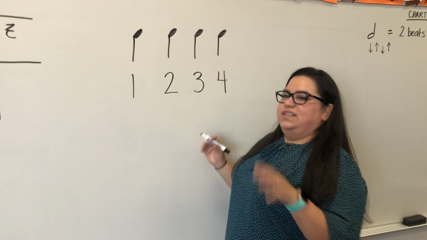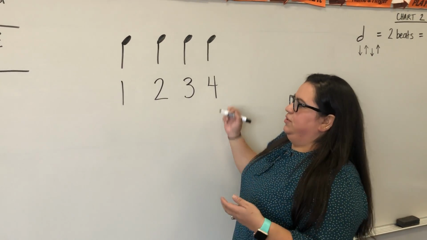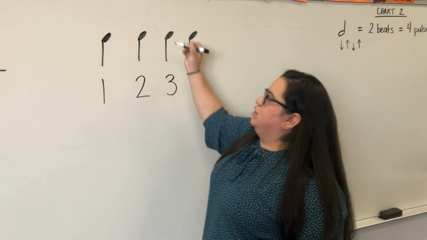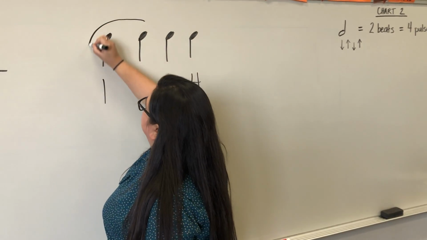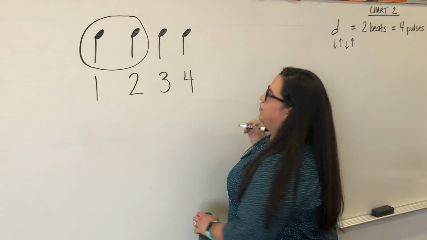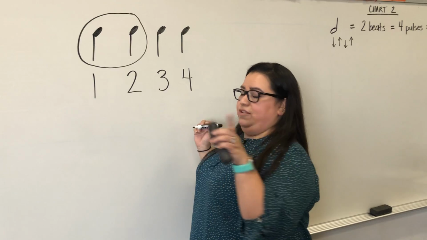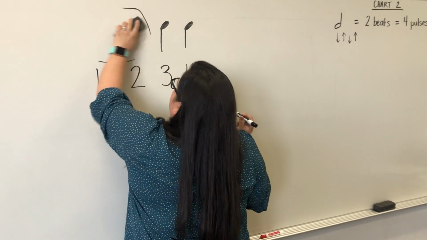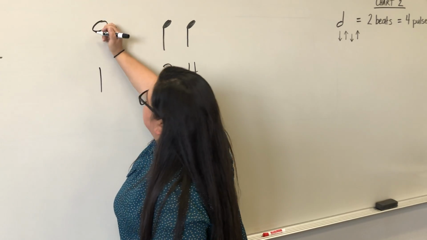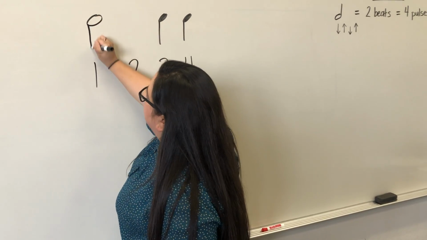Now, today we're going to learn something called half notes. A half note is basically combining 2 quarter notes. So we're going to take these 2 quarter notes here and combine them. So in place of those 2 quarter notes, I can just put 1 half note. So I'm going to erase that and draw a half note. So it's a circle, open, not colored in, and a stem.